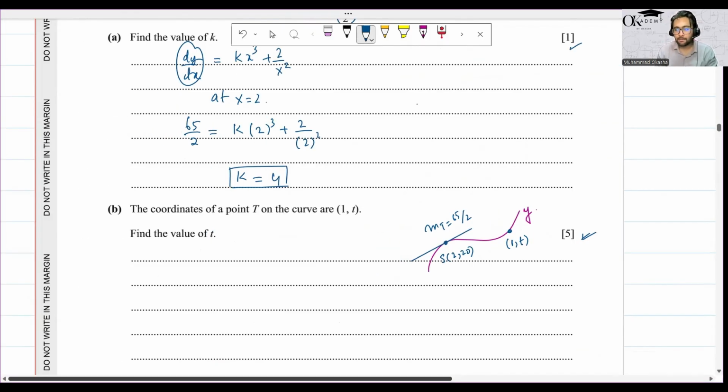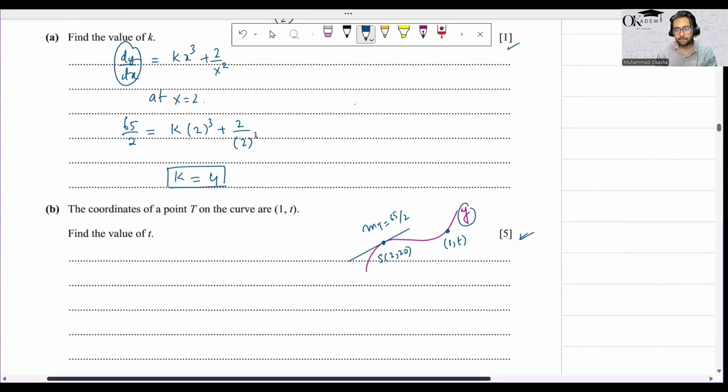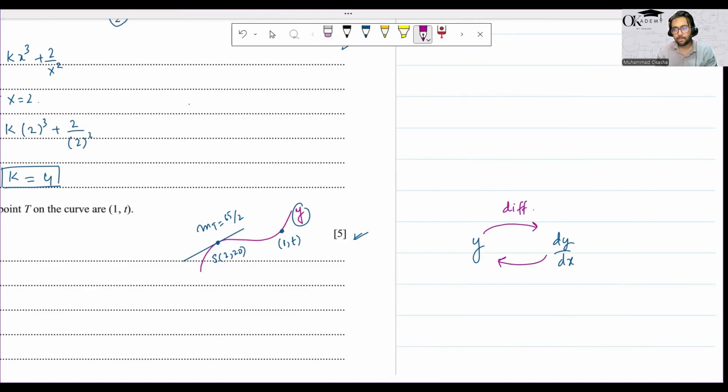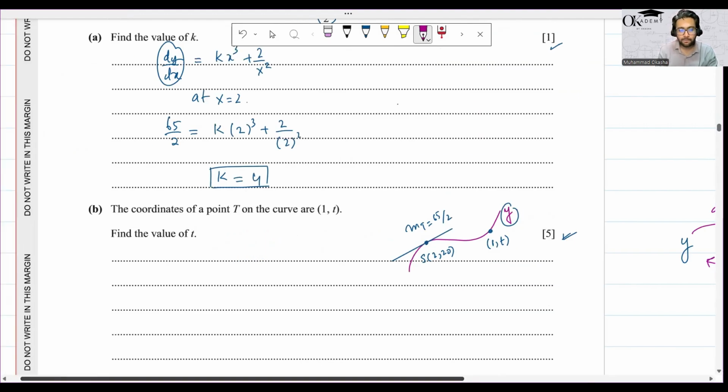For that, I need the equation of this curve, right? Now, I hope you remember that there's y, there's dy by dx. Going in this direction, we differentiate, but if I want to come back to the curve, I will integrate. So to find the value of t, I need to know what the function looks like so that I can put 1 in that function and get the value of t, which is the y coordinate.